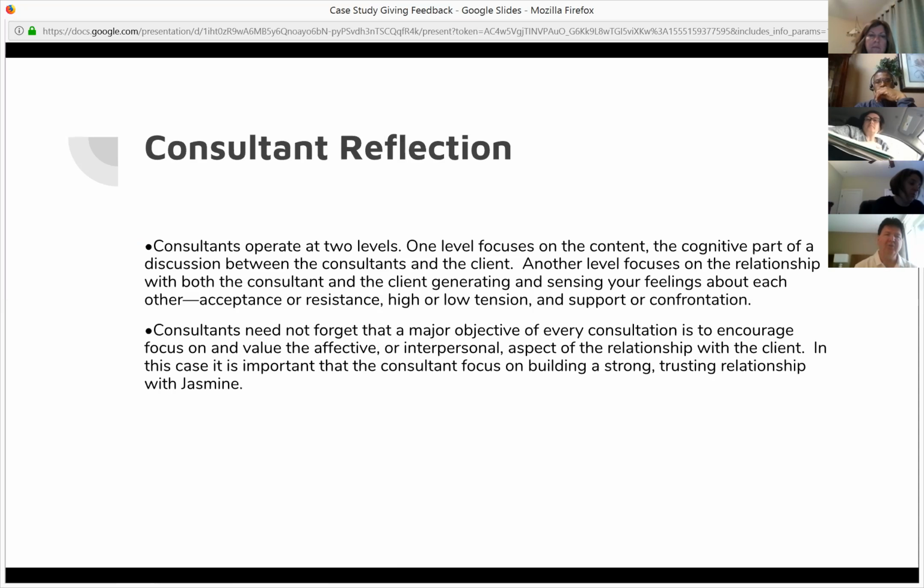Consultants need not to forget that a major objective of every consultation is to encourage or focus on and value the effective or interpersonal aspects of relationships with the client. In this case, it'd be important that the consultant focus on building a strong and trusting relationship with Jasmine.